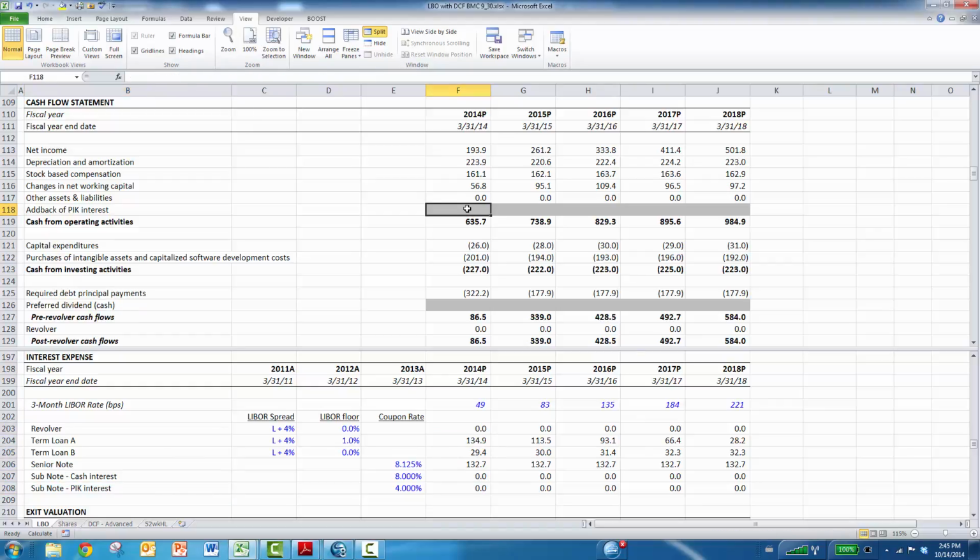And so we need to make sure that we add back on the cash flow statement the non-cash component of the interest expense. So that's what's happening here. We just reference that. We can remove the shading.